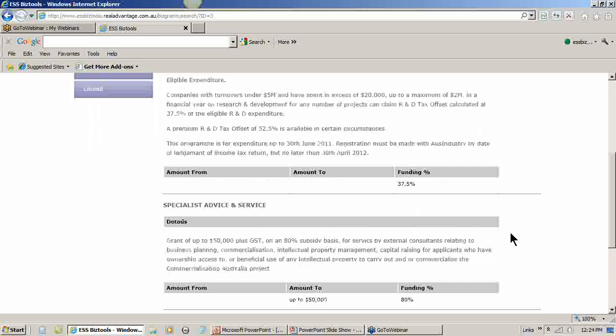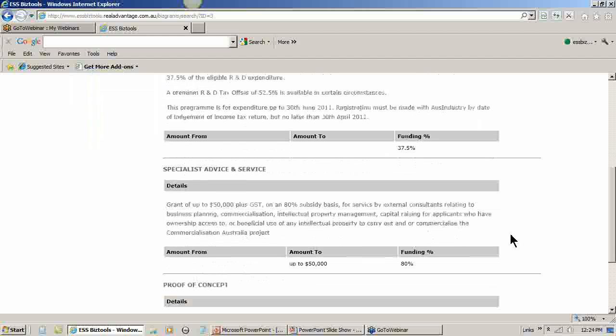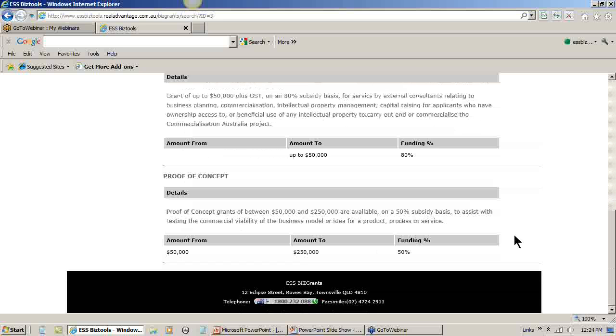And because they are doing research and development work, they could have been eligible under Commercialisation Australia for Specialist Advice and Services. And again, this one could also find itself eligible for the Commercialisation Australia Proof of Concept grant, as long as they're going to do further new work. And I should have emphasised that before. This is for new work that they might be eligible.